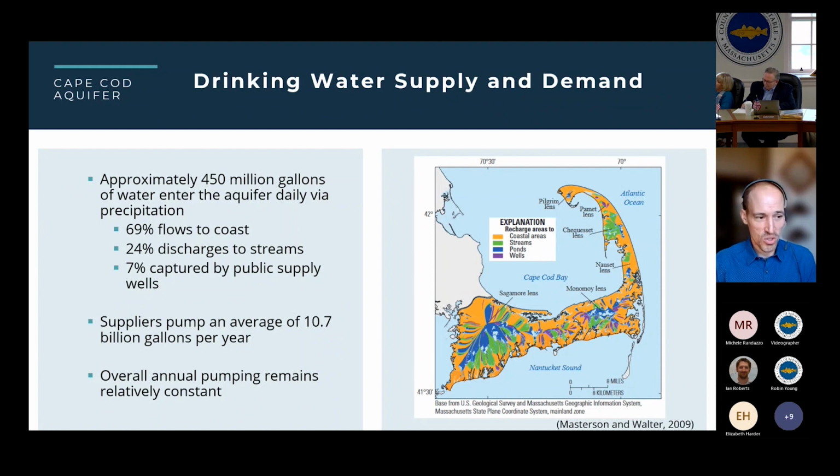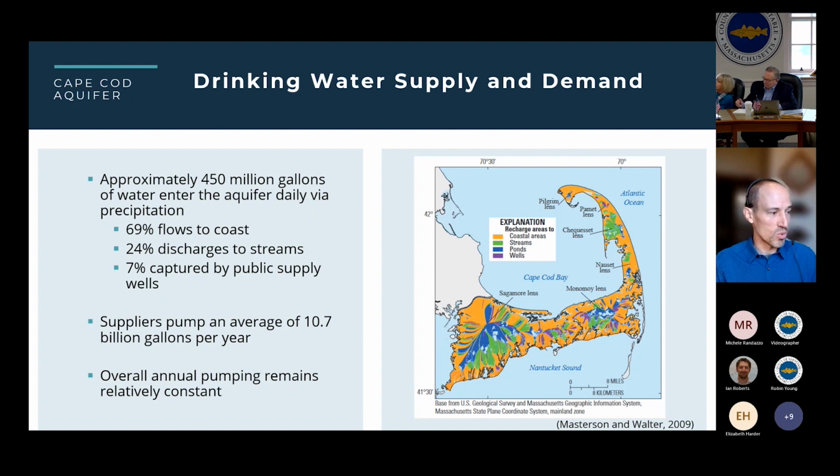24% discharges to rivers and streams. So that's from that initial diagram I showed, where groundwater flows into a surface water and basically supplies it, raises the elevation of that surface water. And about 7% of that recharge is captured by public supply wells, which is still a pretty substantial quantity of water.